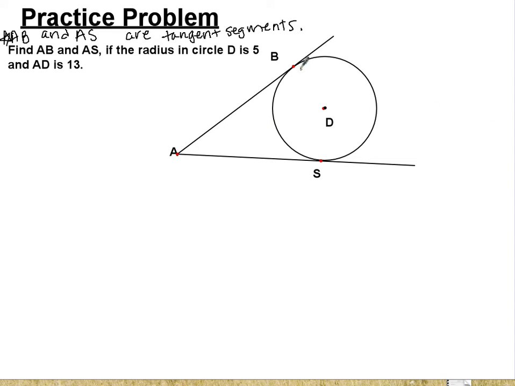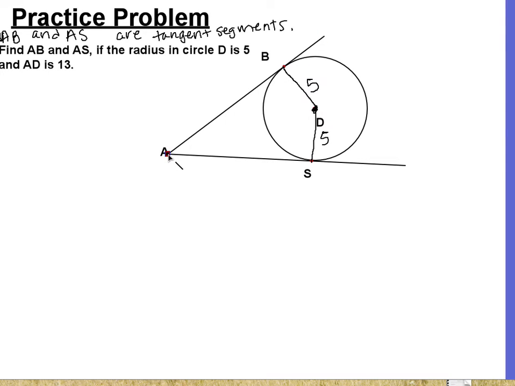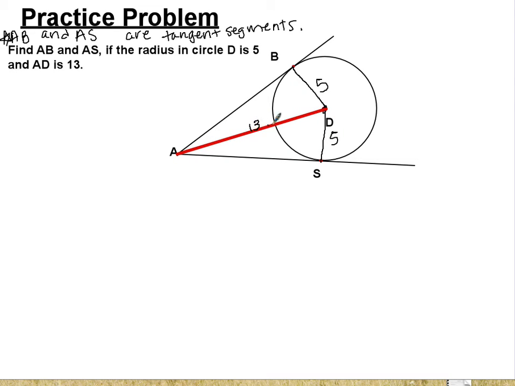If I look at the picture, there's no radius drawn, but I know if I connect B to D, that's going to be 5 units. And if I connect D to S, that's also going to be 5 units. Why? Because radii in the same circle are congruent. D to B, D to S, those are both radii. It says AD is 13, so let's construct AD. From A to D, it says it's 13. Then let's figure out what else I know that could be helpful.